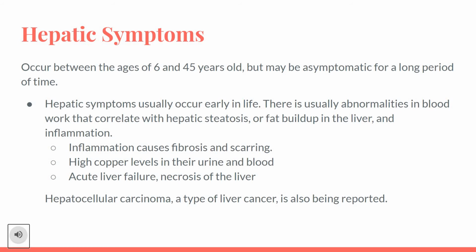the liver. There's also high levels of copper that can be detected in urine and blood through testing, and acute liver failure is eventually the ultimate symptom of Wilson's disease, and necrosis of the liver as well. More recently, hepatocellular carcinoma, a type of liver cancer, is being reported as a symptom.